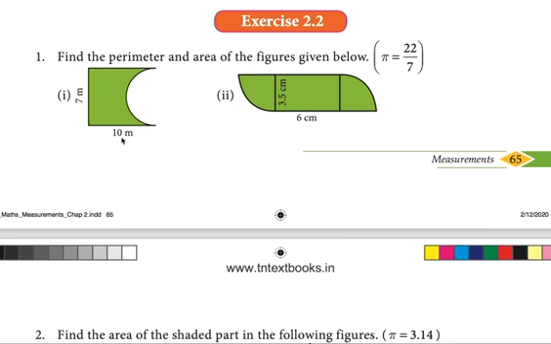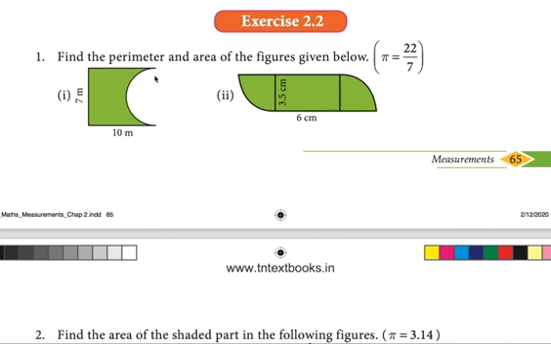See, this is 10 meter, this is 10 meter. 10 plus 10, 20, 20 plus 7, 27. What about this curvy shape? This line makes the diameter of the curvy shape.